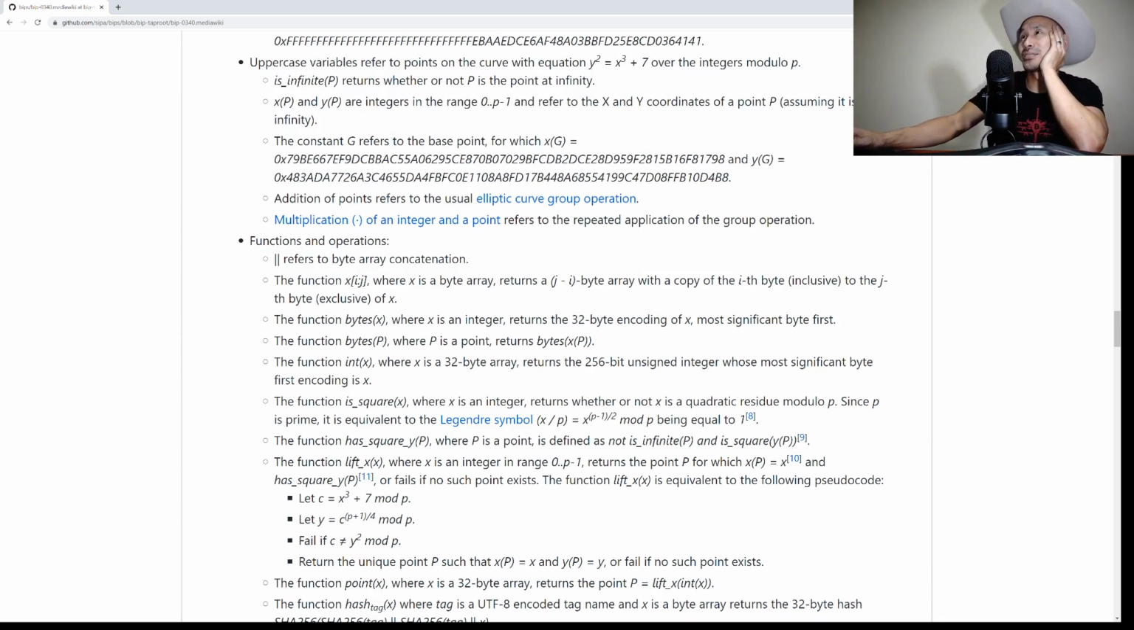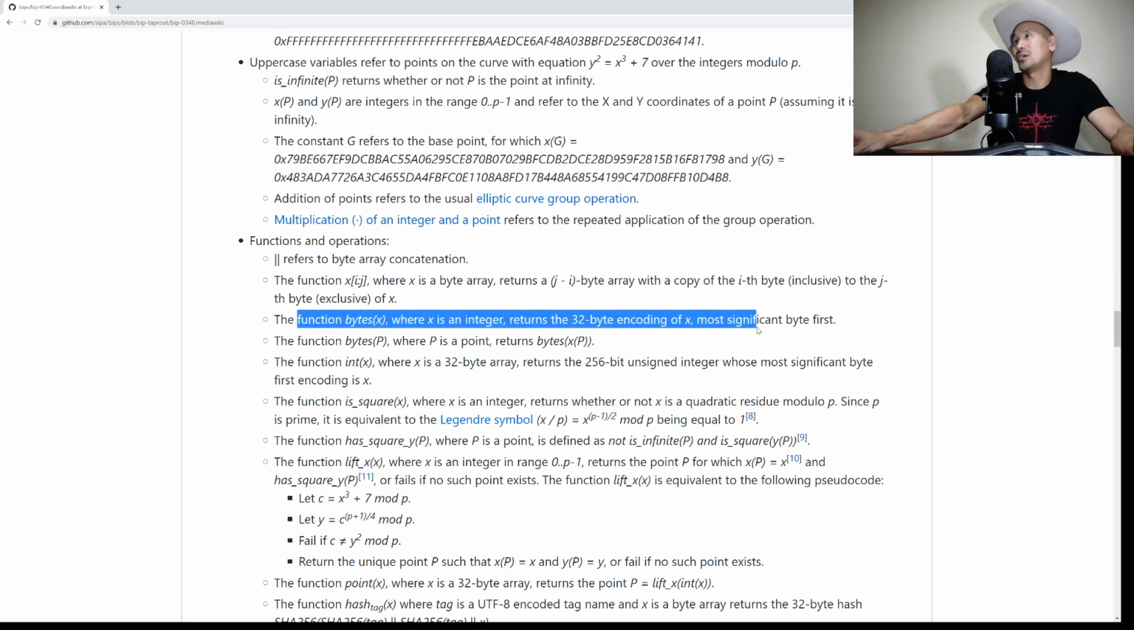The function x[i:j], where x is a byte array, returns a j minus i byte array with a copy of the ith byte inclusive to the jth byte exclusive of x. So it's every byte in x from i to 1 less than j, basically. The function bytes(x), where x is an integer, returns a 32-byte encoding of x, most significant byte first. So this is a big endian interpretation of x as a number.